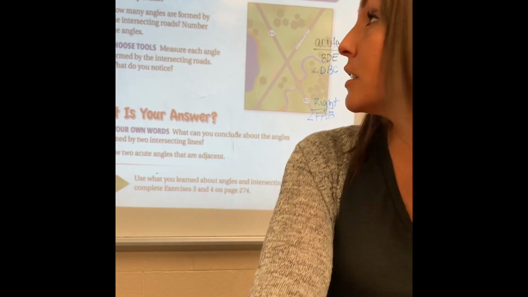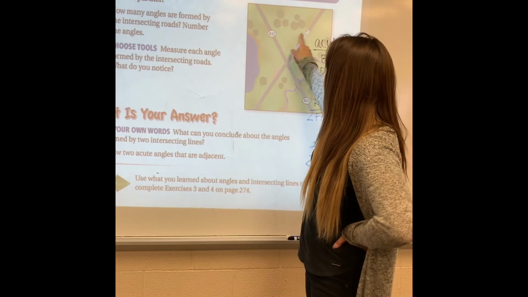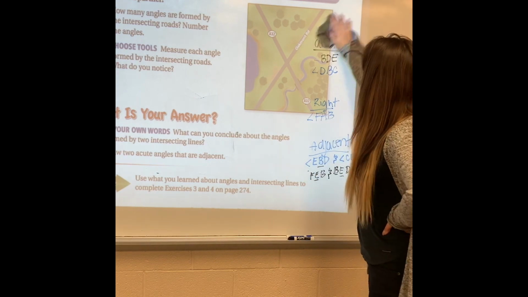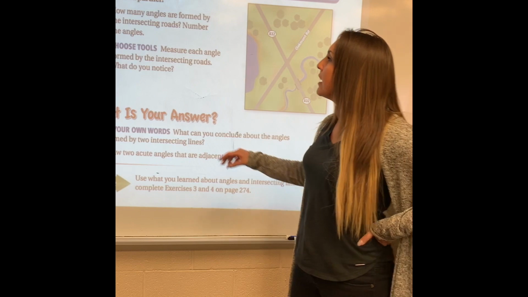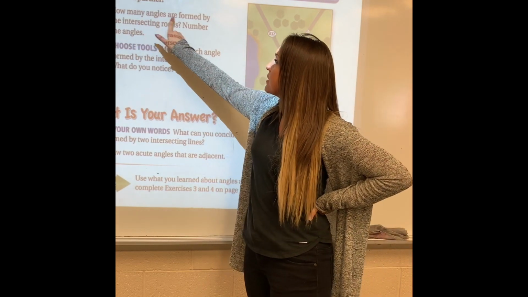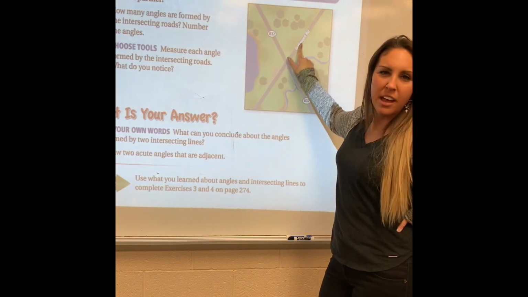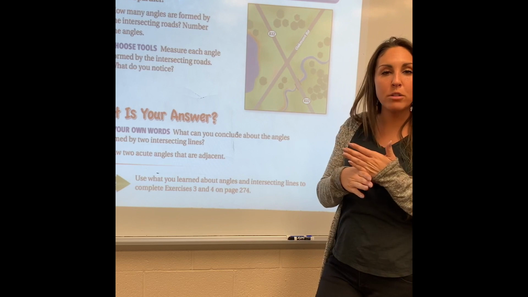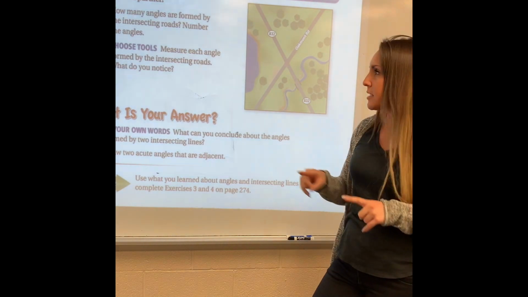If you go down here to activity number 3, you can see that you are going to need to use a protractor for this one. So you will get a protractor. If you don't already have one, you can come up to the front and get one. It says, how many angles are formed by the intersecting roads? So an intersection, you might have heard of that. At a lot of intersections of real roads, there are either stop signs or stop lights. It's where 2 roads cross.